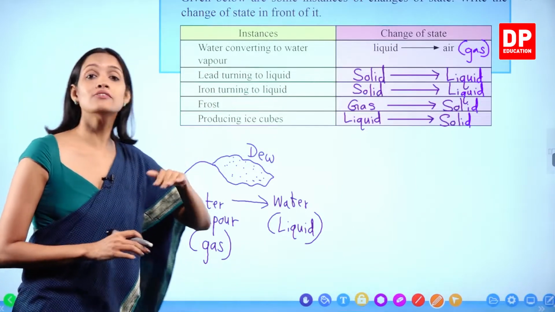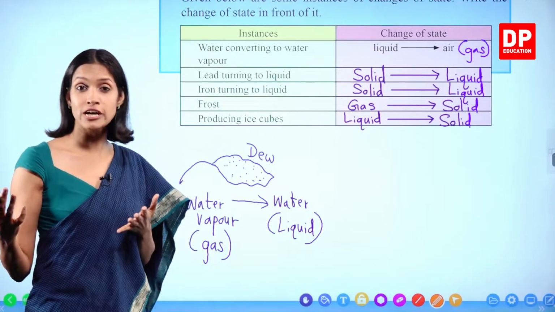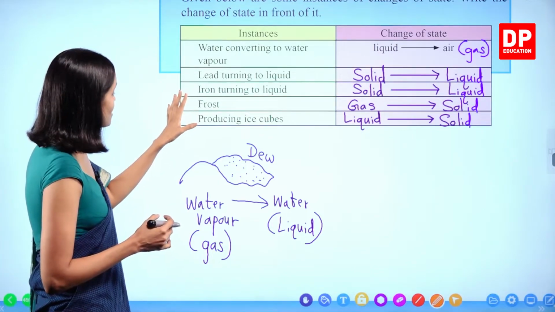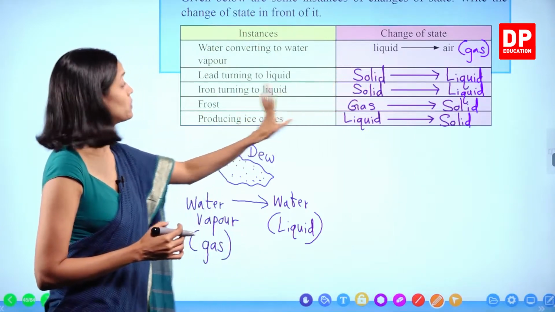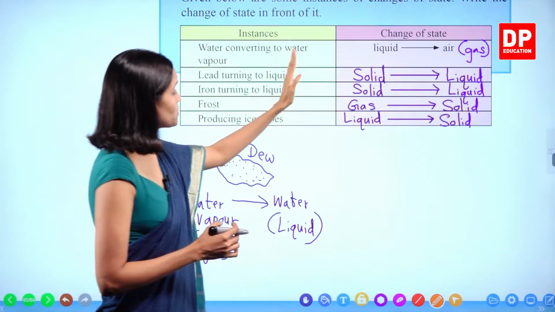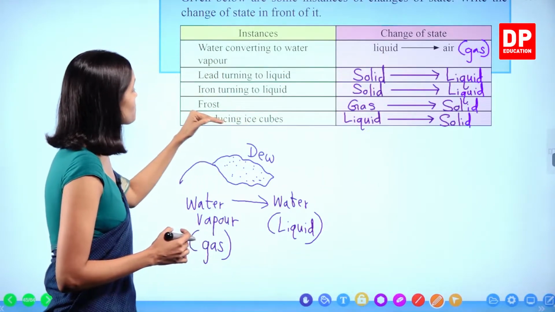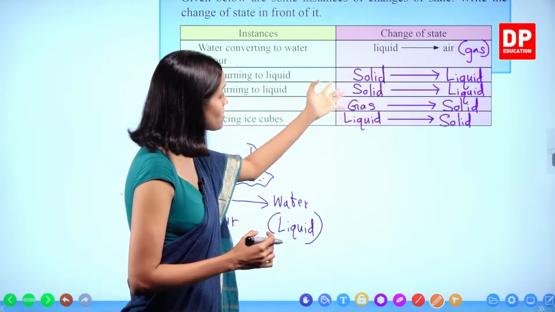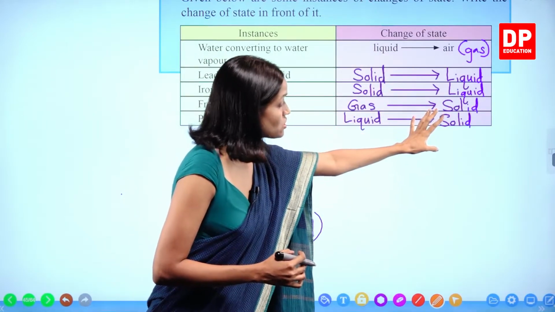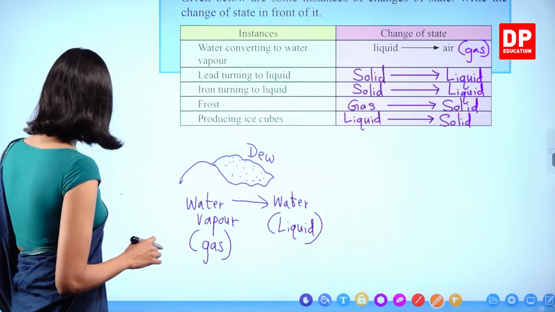Frost means a thin layer of ice forms on objects in very cold countries. Okay. There what happens? Water vapor straight away converts to solid because of cooling down. Right? So gaseous state converts to solid state. And the last one, producing ice cubes. There, when liquid water cools down, it turns into its solid state. Okay, children? Right. We'll move on to the next.